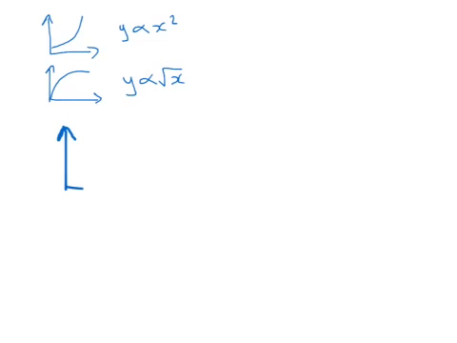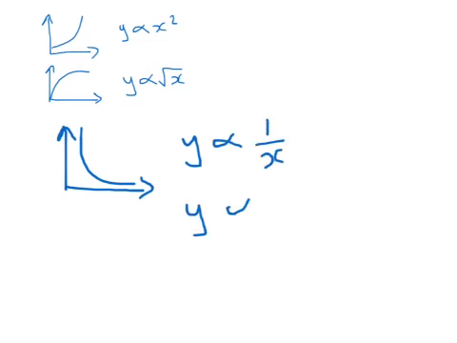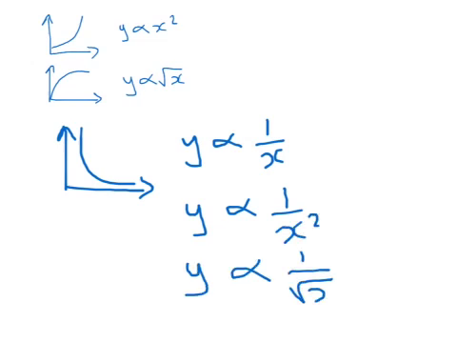Anyway, your final shape is your inverse, and it's one of three inverse relationships. So it could be y is proportional to 1 over x. It could be y is proportional to 1 over x squared. And it could be y is proportional to 1 over square root of x.